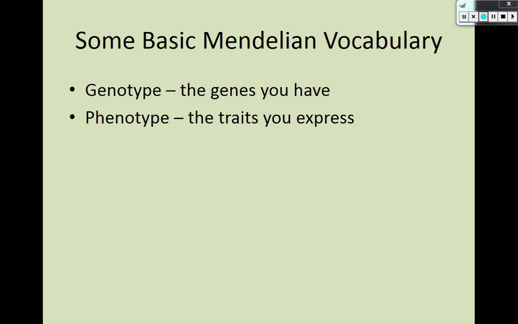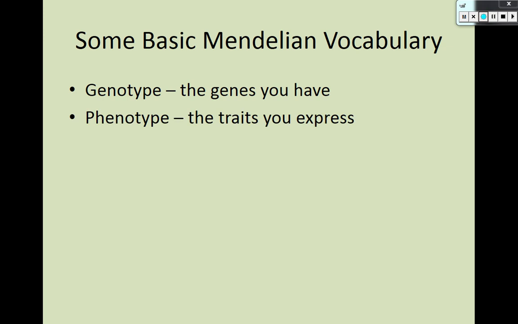So I wanted to give you some basic Mendelian vocabulary. Genotype: if we say genotype, those are the genes that you have. When we've been looking in the cell nucleus and drawing the little genes on the chromosomes, that would be your genotype. I'm going to give you examples of this in a minute and connect it to what we've already learned.